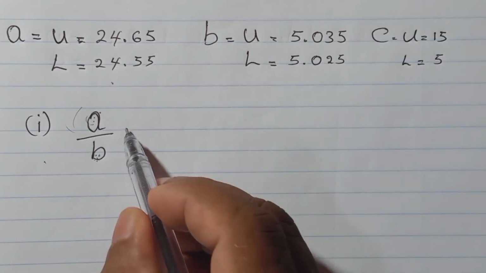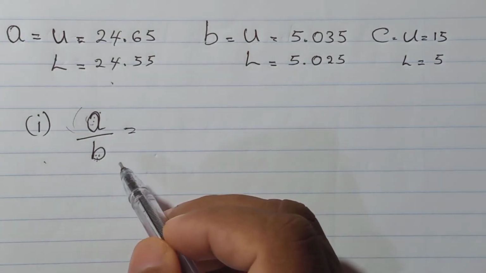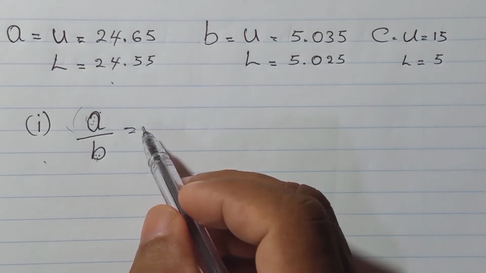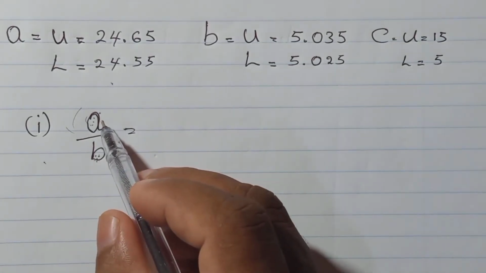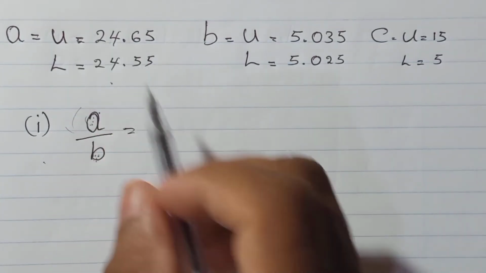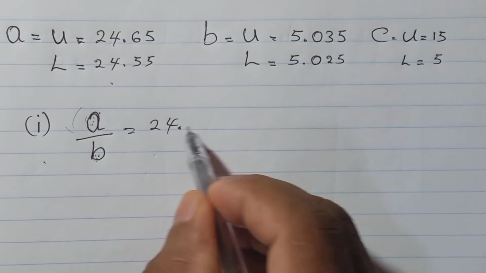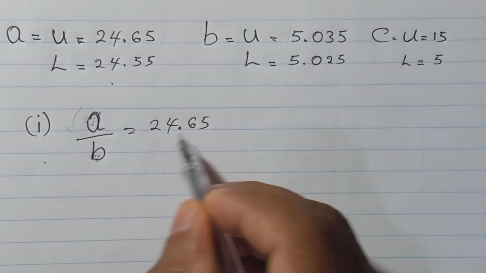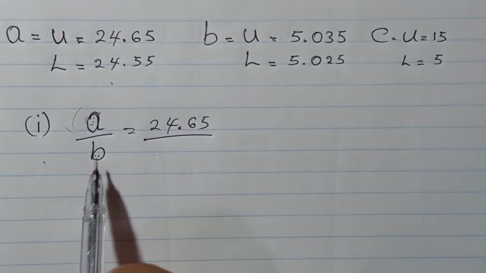So I will choose like this. For the A, I will put the maximum number which I can put for the A. What is the maximum number we can put, or upper bound of A? So it will be this, 24.65. What is the lower number I could put for the B?